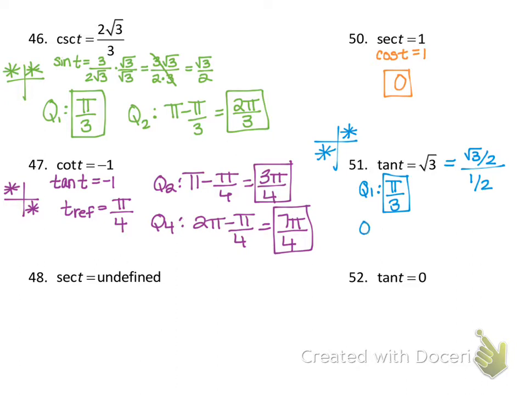And then to be in quadrant 3, we're going to take pi, and we're going to add pi over 3 to it, which gives me 4 pi over 3.